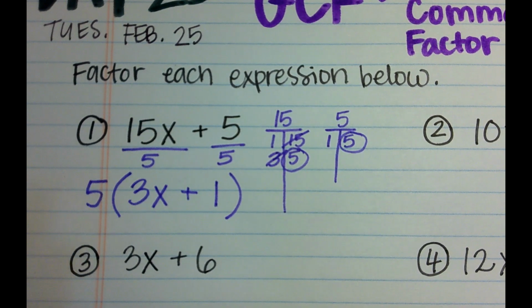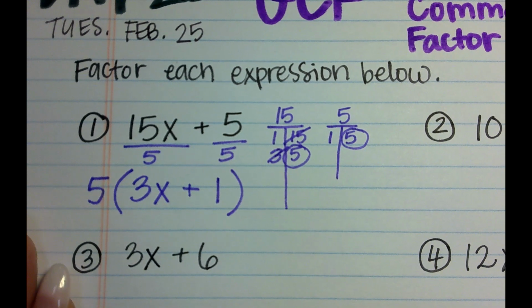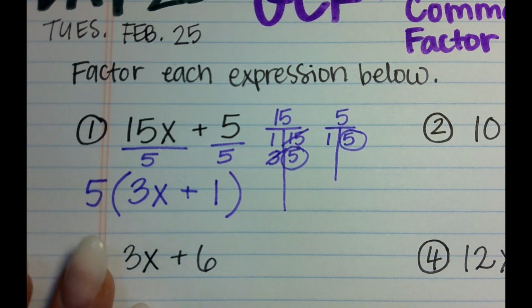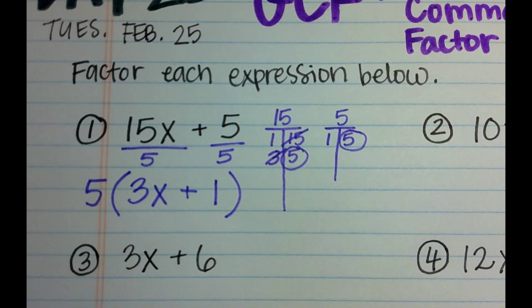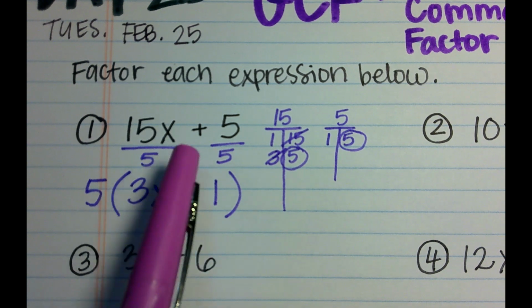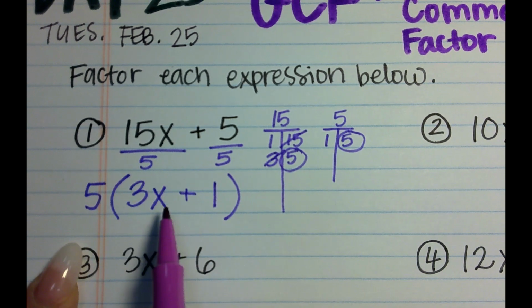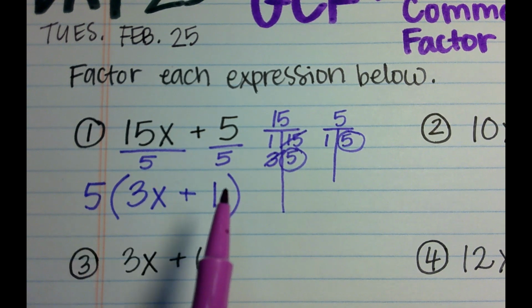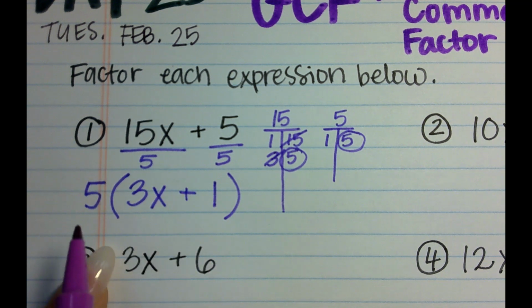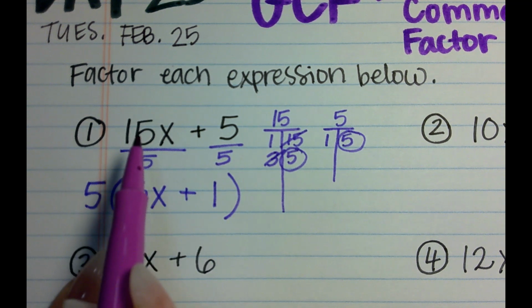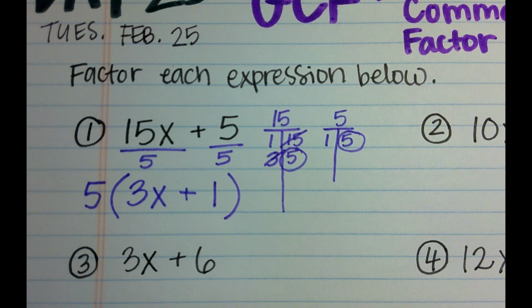So now, how could we check that this is correct? Do we know how to check our answer? Did we go over that yesterday? Okay, I'm going to show you how to check your answer because this is what made factoring make sense to me. Factoring is reverse distribution. You remember distributing, whenever I would take 5 times 3x, 5 times 1? If I distribute the answer I came up with, I should come up with 15x plus 5. And if I do, my answer is right.